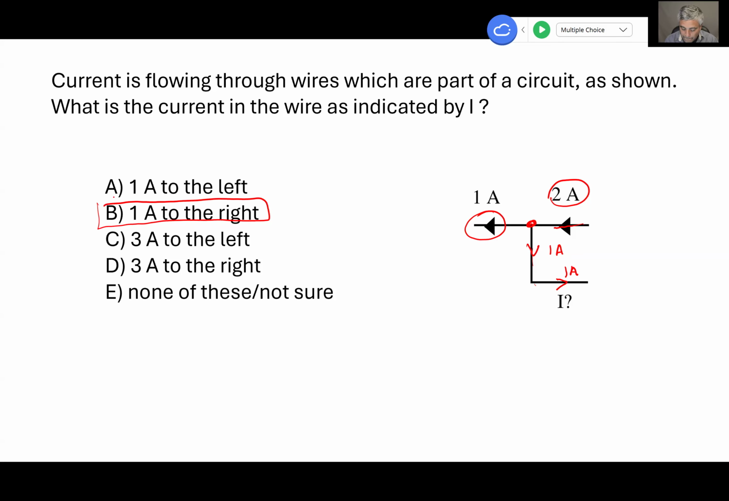Okay. See here, this would have been 3 ampere if this 1 ampere was also arriving here, if it was like that. Okay. But it's leaving. So this is also leaving. So that means the one that's entering, 2 ampere, must be equal to the 2 of those leaving, meaning 1 ampere plus I, that one there. So that's why I is 1 ampere. Okay.